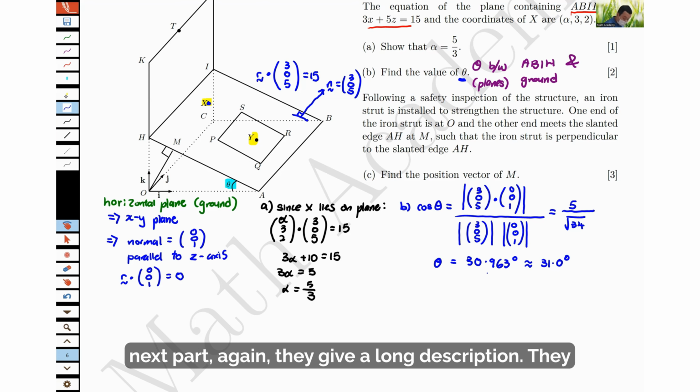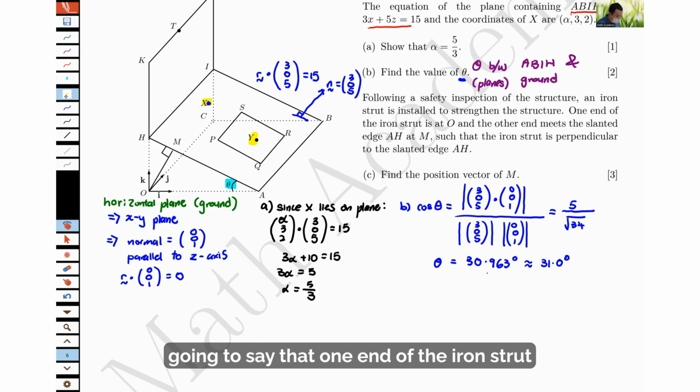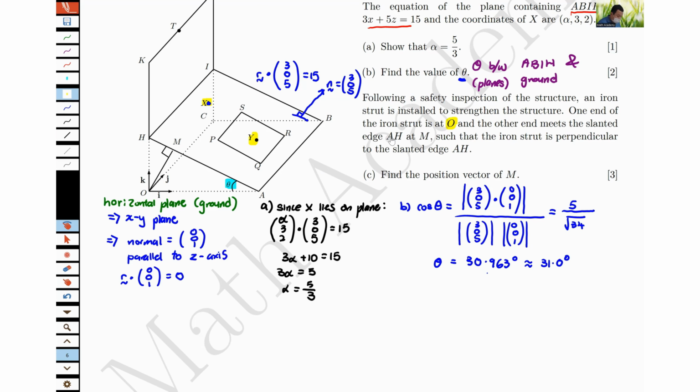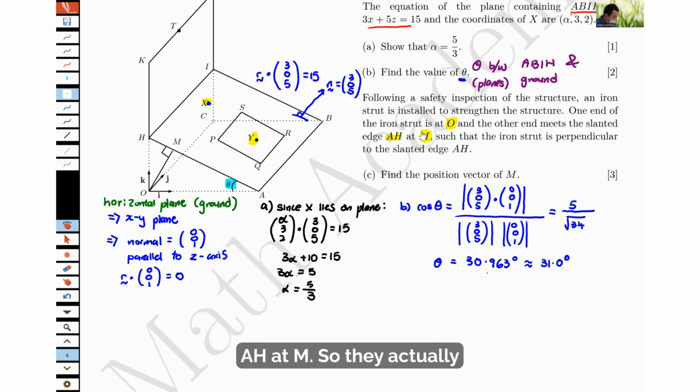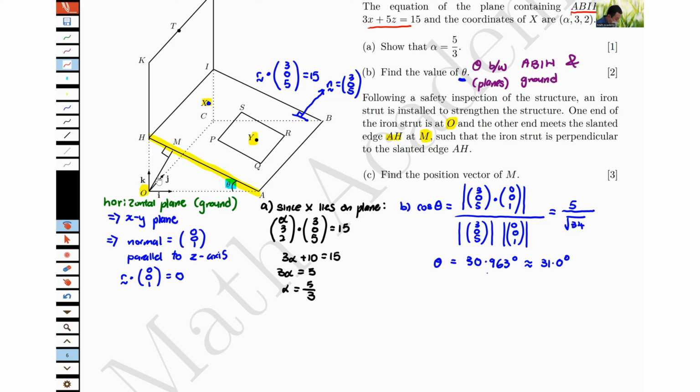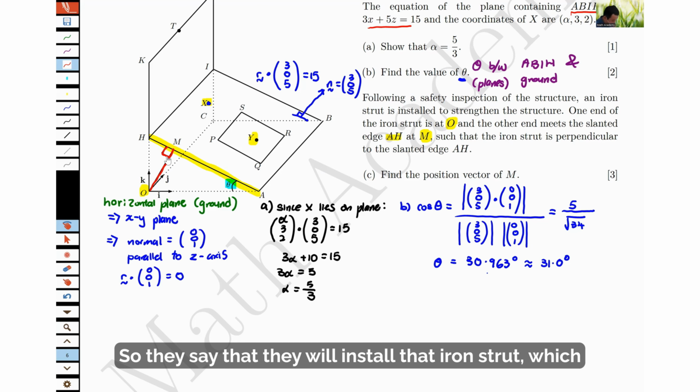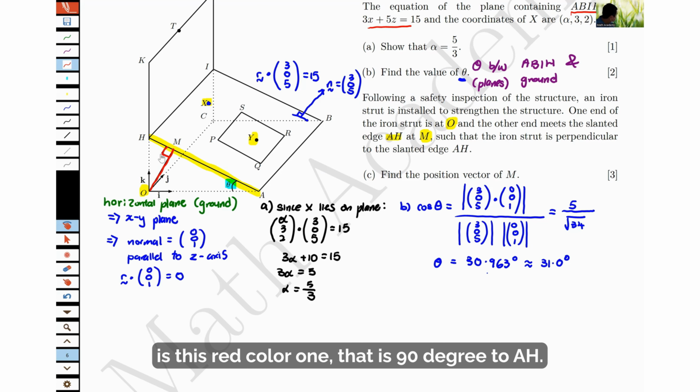So next part, again, they give a long description. They say that one end of the iron strut that they install will be at the origin. The other end will meet the slanted edge AH at M. They actually gave you that on the diagram. Origin is here, slanted edge AH is here. The line that they are going to install is this line, such that it is perpendicular. So they say that they will install that iron strut, which is this red one, at 90 degrees to AH. Can you find the position vector of this point here?